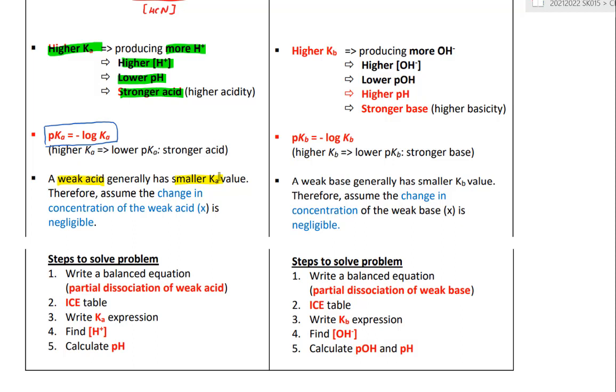In order to calculate the pH value for a weak acid, there are a few steps that you can follow. First of all, we need to write a balanced equation. Remember, the balanced equation for a weak acid is a partial dissociation, which means you need to use the reversible arrow. Second step, using the ICE table, fill in the content inside the table. Then write the Ka expression. Step number 4, calculate the concentration of H+, and then you can apply it to calculate the pH value.